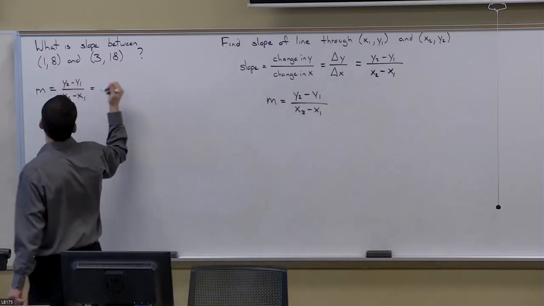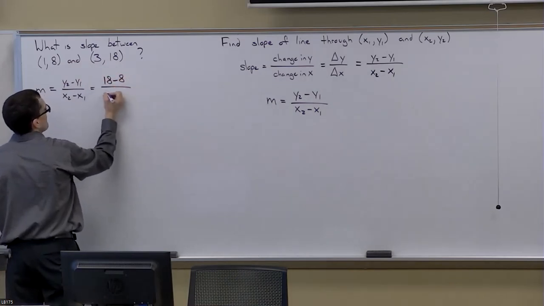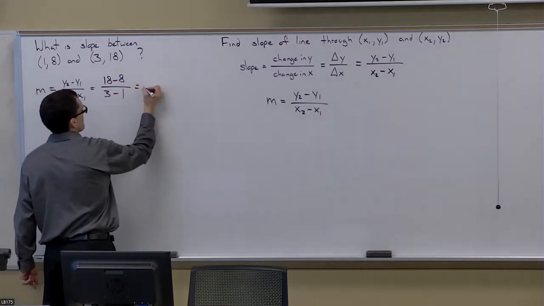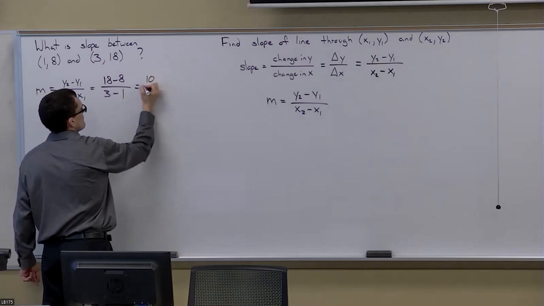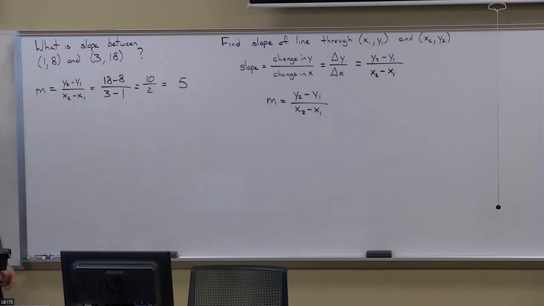So 18 minus 8 is the difference in y values. 3 minus 1 is the difference in x values. Do your subtraction first. And so you get a slope of +5. Obviously, we've seen slopes can be kind of ugly fractions. We've seen slopes can be all kinds of other stuff. But this one came out to a nice whole number.